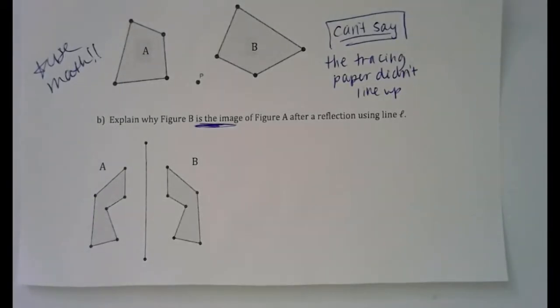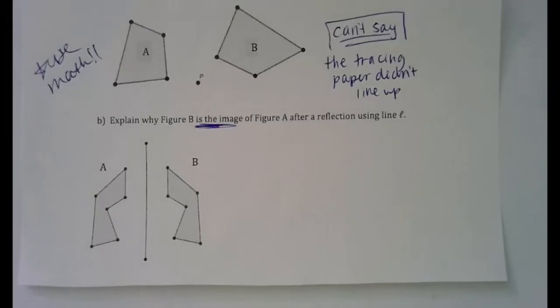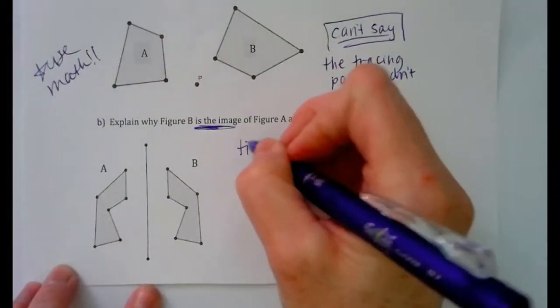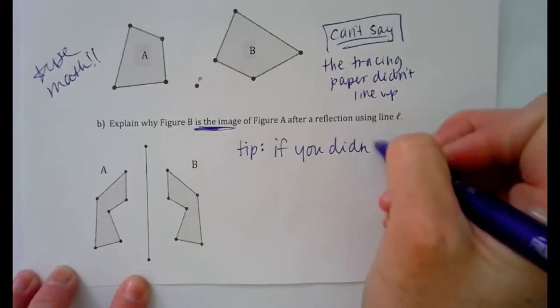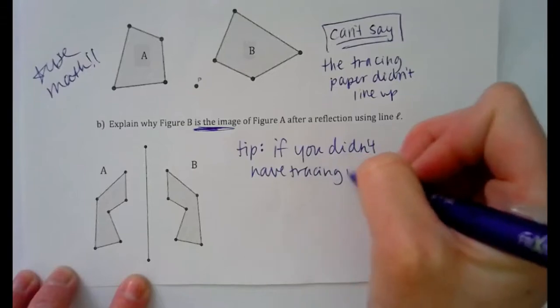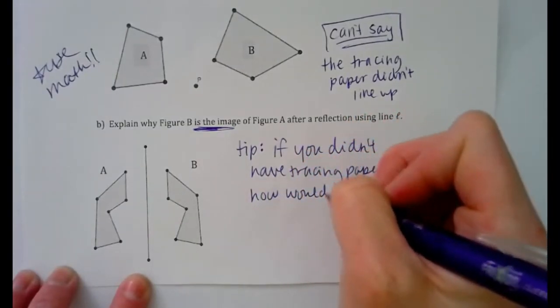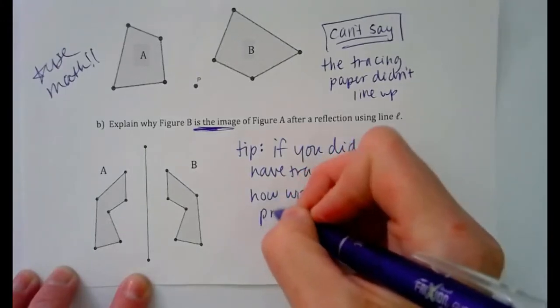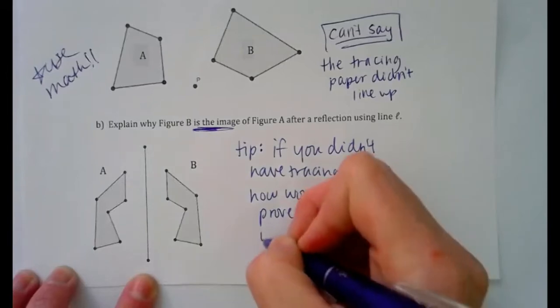If you did not have tracing paper, how would you be able to prove and explain that this was a reflection? Okay, so a tip. If you didn't have tracing paper, how would you prove reflection with your words?